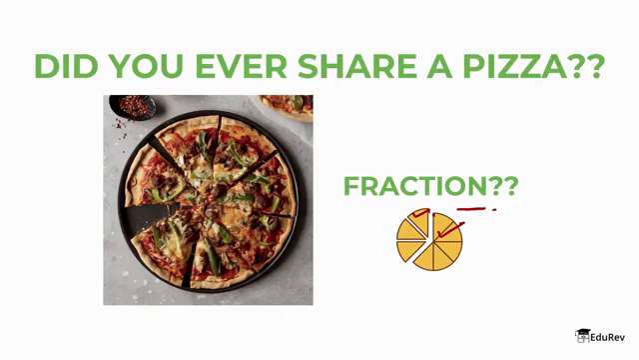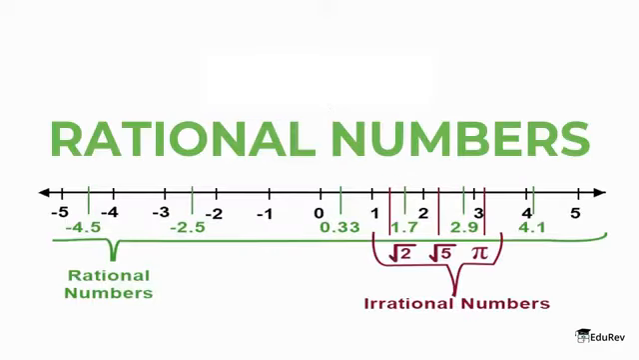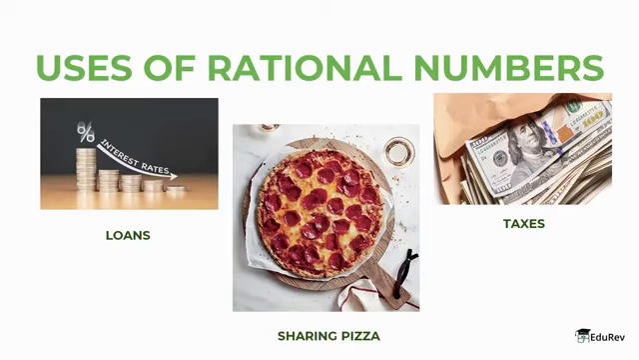Now, a branch of mathematics that I can relate to all of this is rational numbers. Rational numbers are used in everyday life for calculations of your loans, your taxes, your interest, and even for sharing of your pizza. So, what are we waiting for?